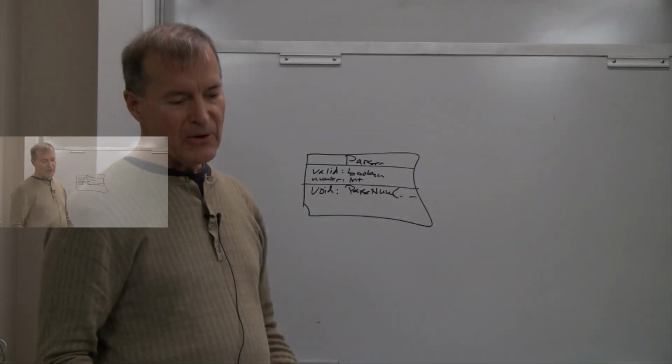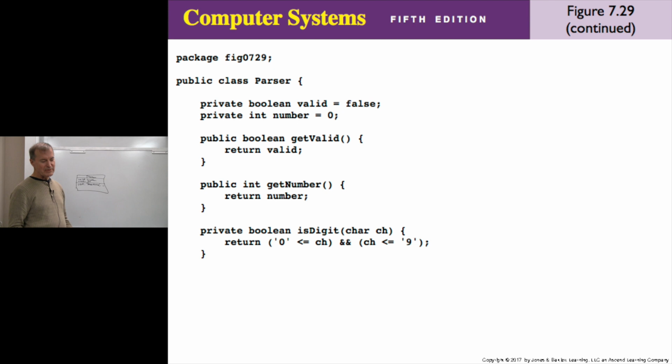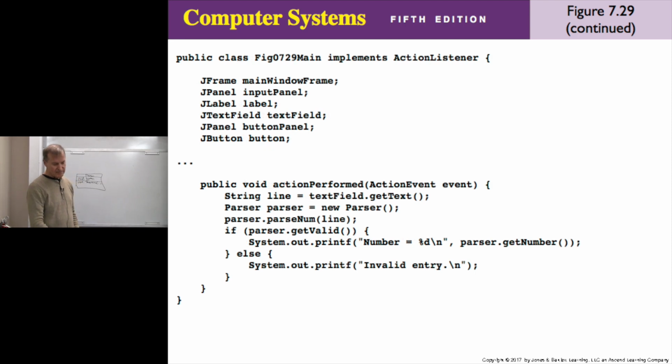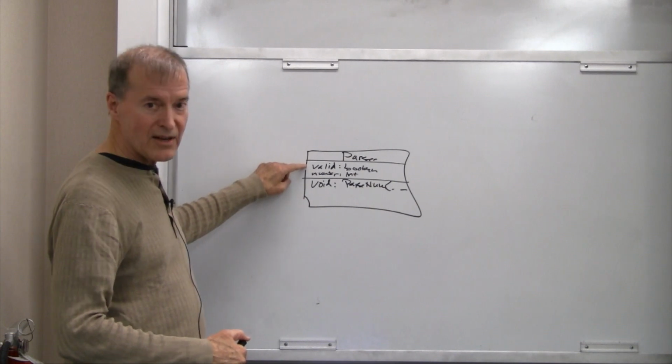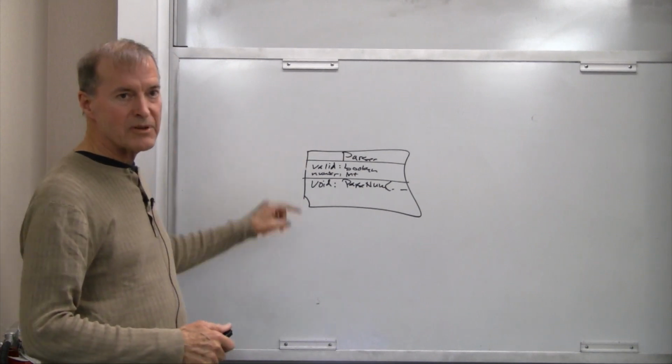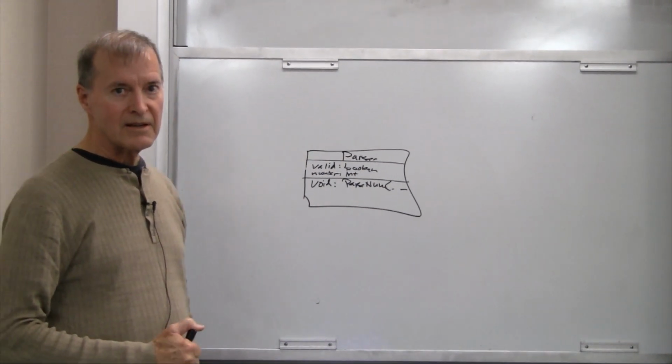And look, what does getValid do? Here's the implementation of getValid. Remember how we saw it used in the previous one, where we said if parser.getValid. So what does getValid do? It just returns whether or not it's valid. It just returns this. Is everybody clear on that?